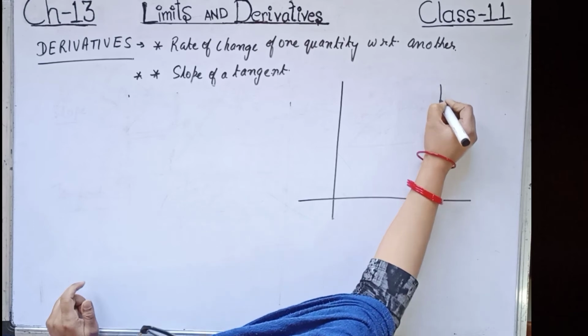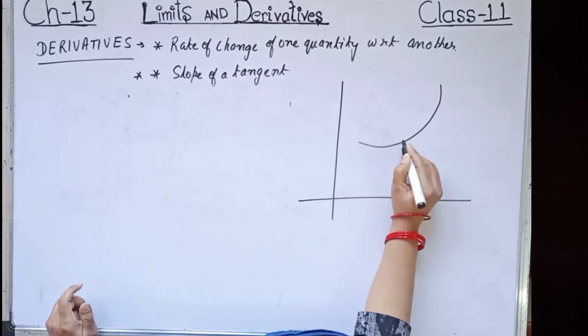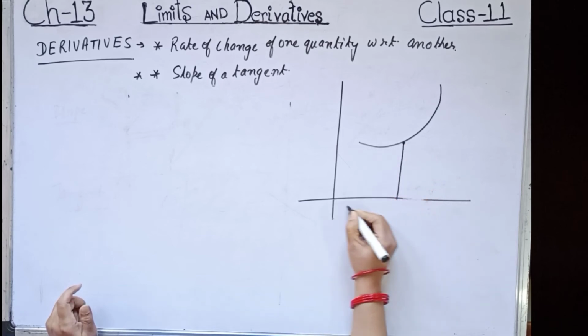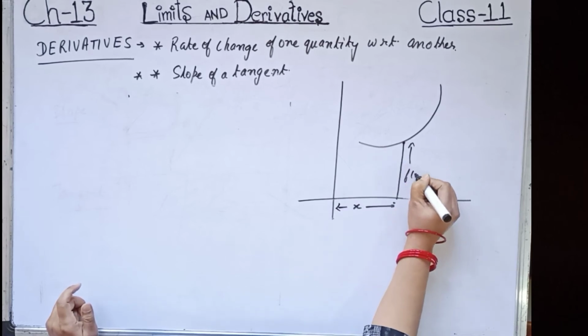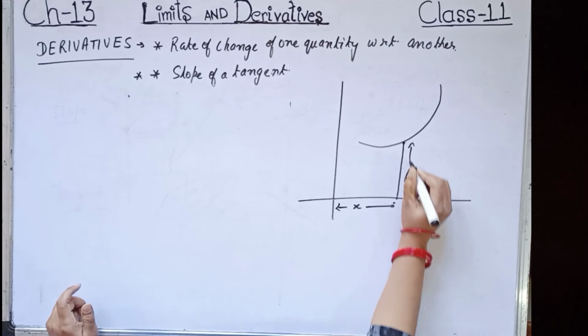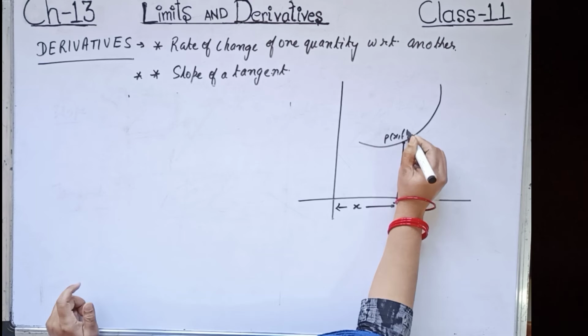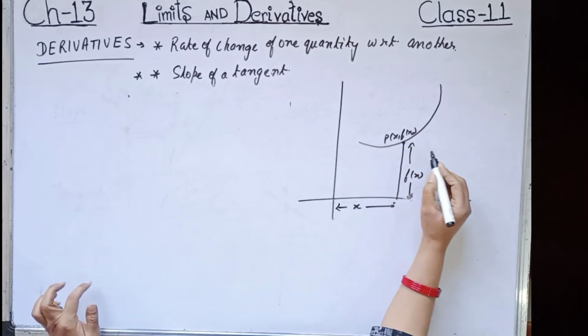So suppose this is our curve, and this is the point. Suppose this distance from here to here is x, and from here to here is f(x), this y value. So over here we will write the coordinate as (x, f(x)). For y we are writing f(x), y equals f(x).